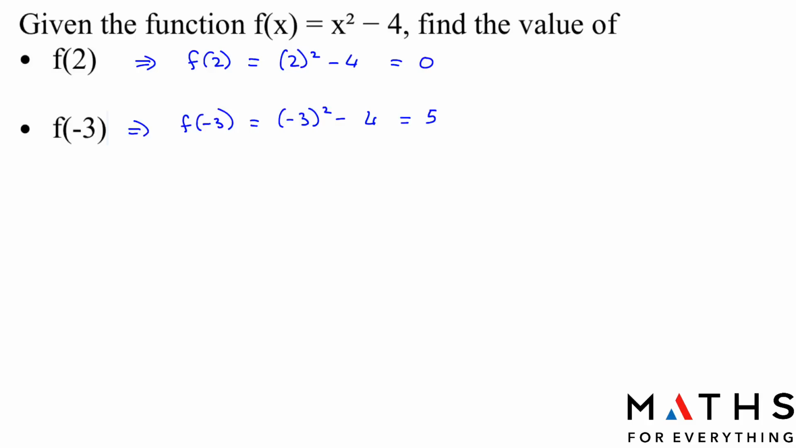But in most of the calculators, if you put a negative 3 square minus 4, and we are not putting a bracket here, the answer will be negative 13, which is wrong. So remember to always put a bracket, especially if there's a negative.